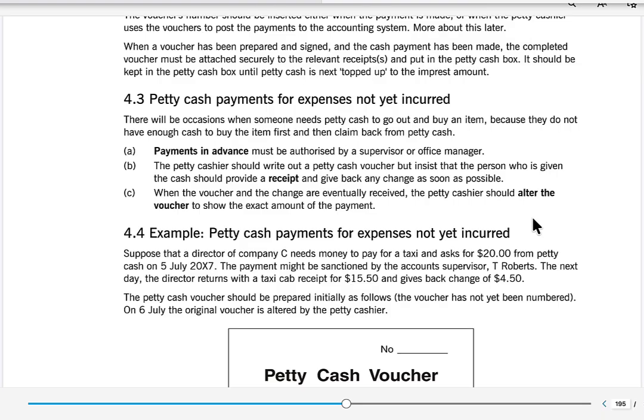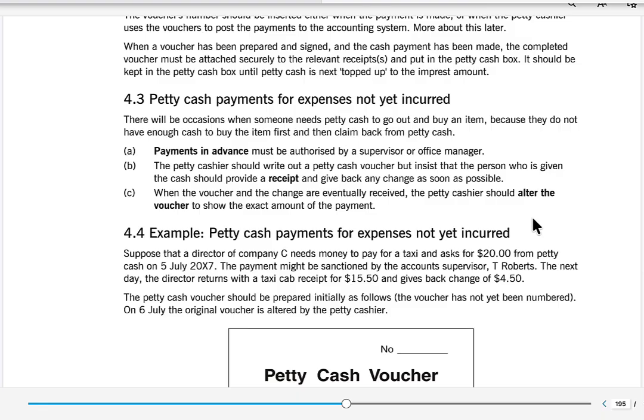How it looks in real life, step by step. Let us do it slowly, like we are in a classroom. Step 1. A staff member says, I need petty cash now to pay for something for work. Step 2. The petty cash cashier asks, what is it for and how much do you need? Step 3. The cashier gets authorization from the supervisor or manager.